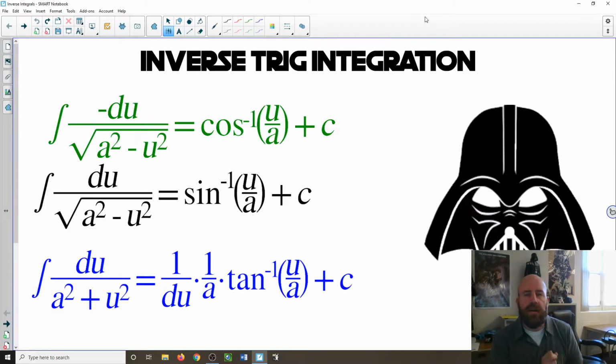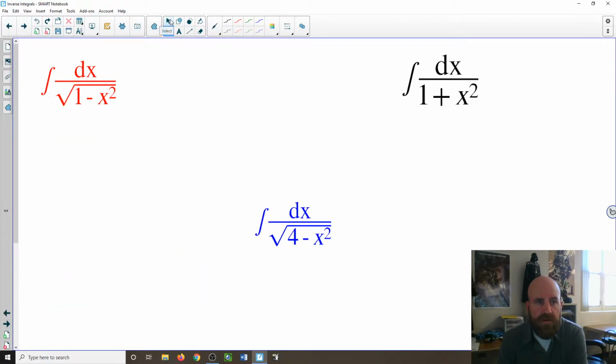All right, let's take a look at doing some integration with inverse trig functions. So go ahead and pause and write these formulas down so we can use those. So the first question we need to look at is this one here. The integral of dx over root 1 minus x squared. This should be equivalent to arc sine, so inverse sine of x, plus c.